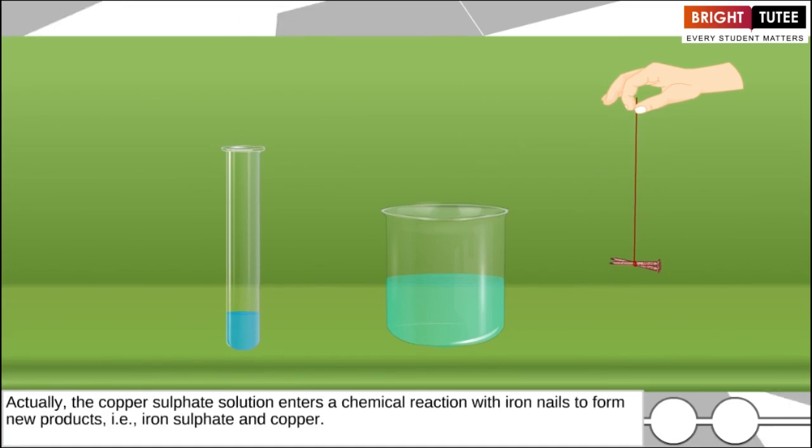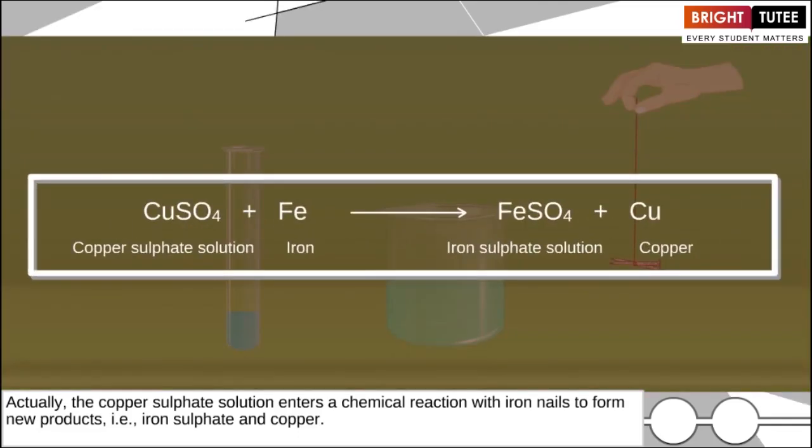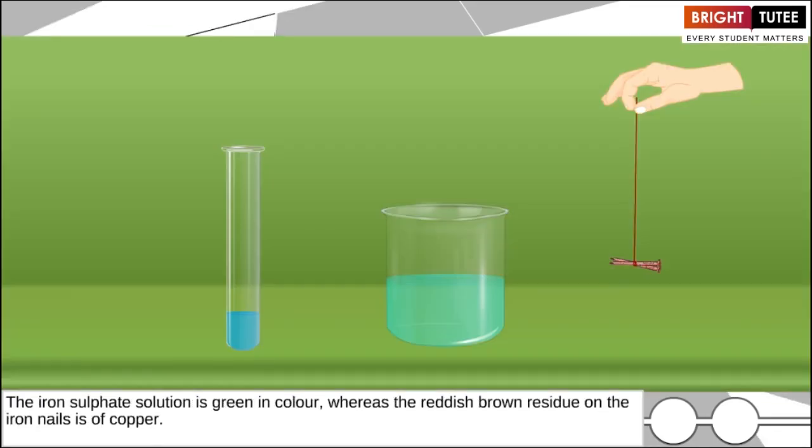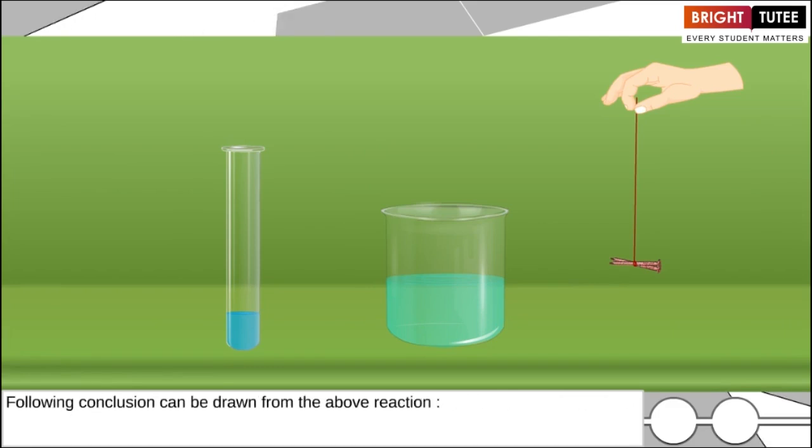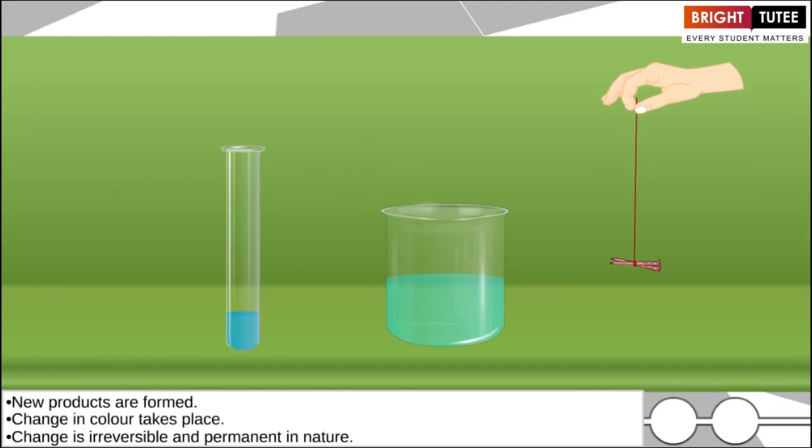Actually, the copper sulfate solution enters a chemical reaction with iron nails to form new products, that is, iron sulfate and copper. The iron sulfate solution is green in color, whereas the reddish-brown residue on the iron nails is of copper. The following conclusion can be drawn from the above reaction. New products are formed. Change in color takes place. Change is irreversible and permanent in nature.